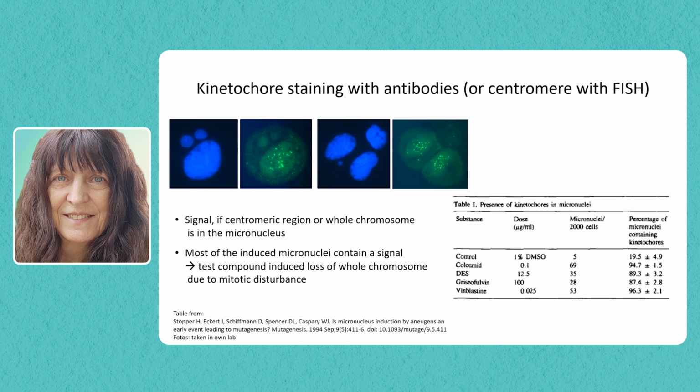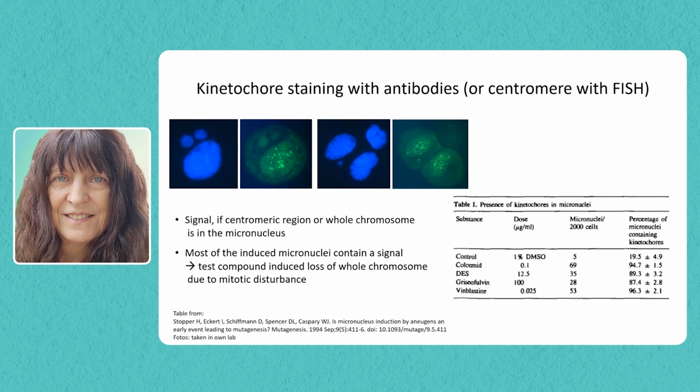Okay, kinetochore staining or centromere staining, what is it good for? You detect the centromeric region of a chromosome, either the proteins that are there or the DNA that's there, the proteins with the antibody staining or the DNA with the fluorescence in situ hybridization. This is a picture of immunofluorescence staining, so with antibodies.